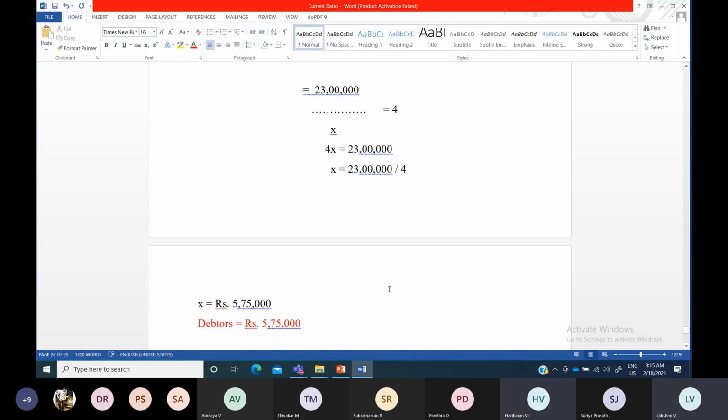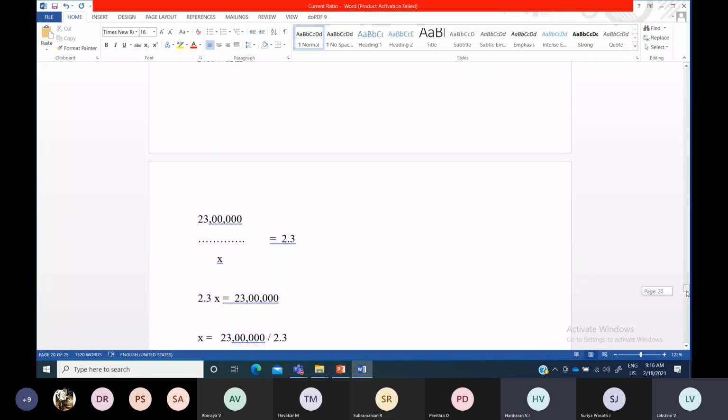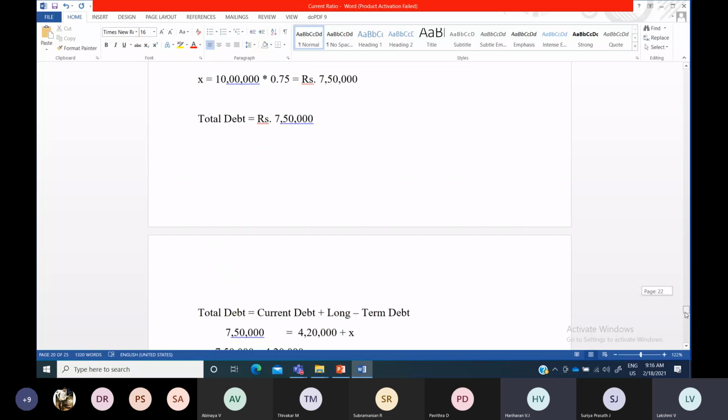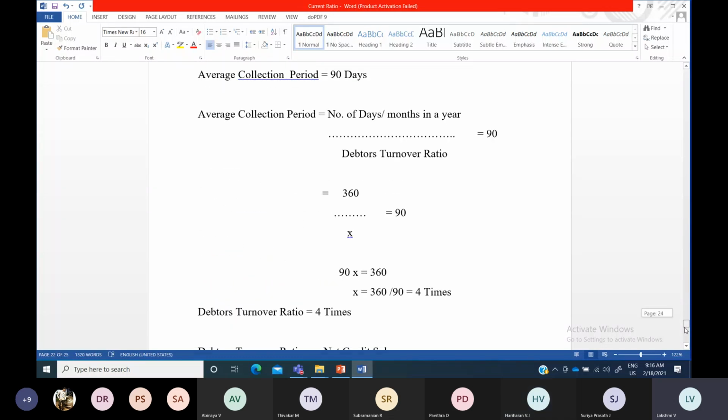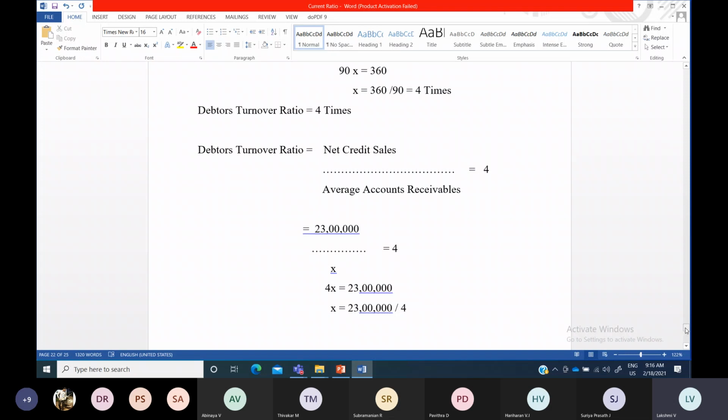Ma'am, so still the answer is something like 5 lakh 60,000. Just find out, 5,75,000 or what? Even myself, 5,75,000 only I'm getting. So one minute. 5,75,000 only I'm also getting. Just verify. Okay.